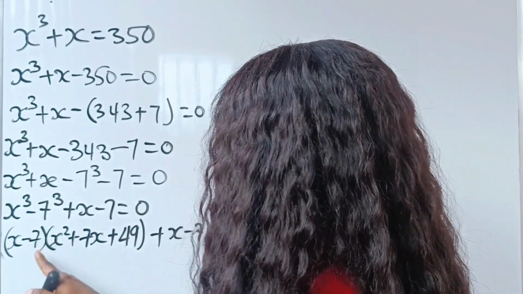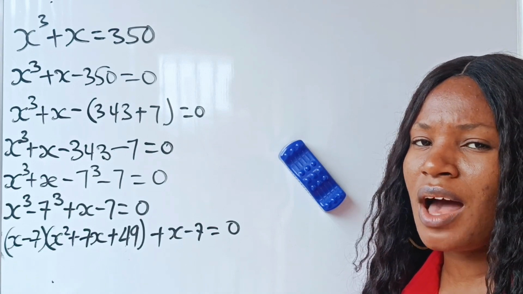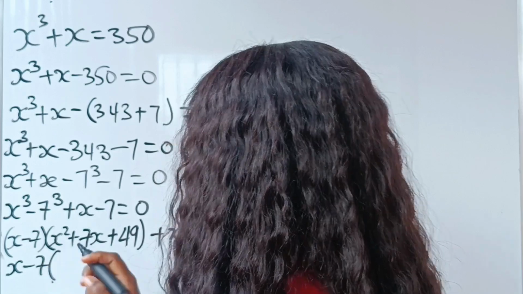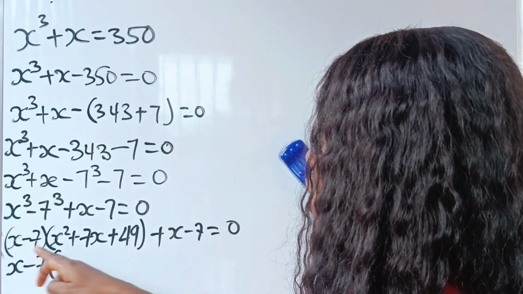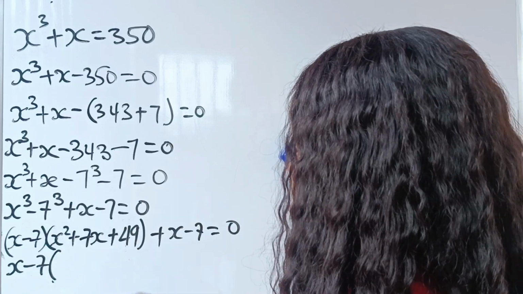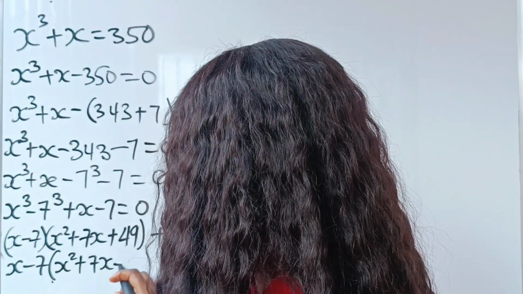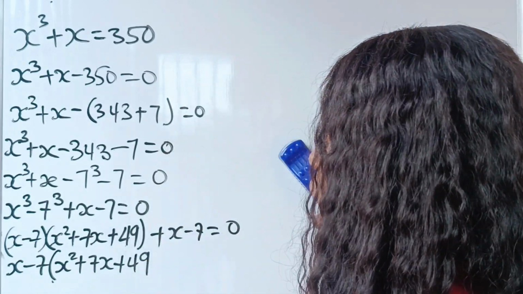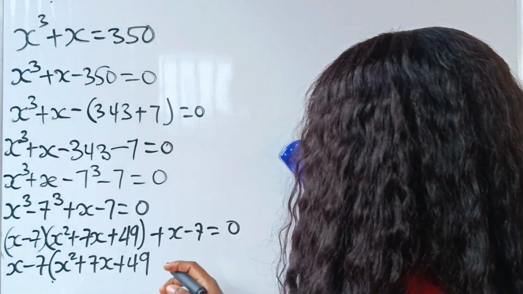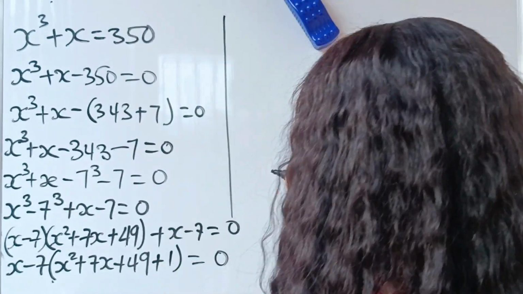All right, now we have x minus 7 and x minus 7, so we can actually factorize that out. So to do that, we have x minus 7, then we open our brackets. When the whole of this is divided by this we cancel this and we have this left. So we have x squared plus 7x plus 49. And when this is divided by this, you have 1. So let's just add the 1 here, is equal to 0.